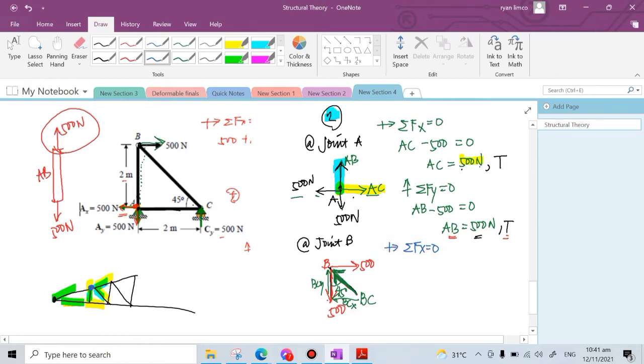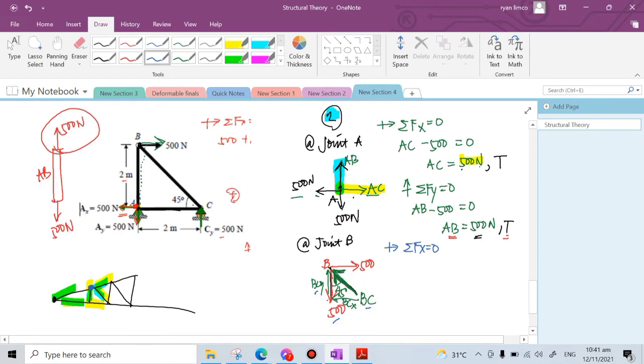So, yung mga X dito, no? Ito yung titingnan natin. If I am going to summate forces vertical, sino yung mga vertical forces natin? Ito yung 500, no? At saka yung si BCY. Masusolve ko si BC doon. Pag nag-horizontal ako, masusolve ko din siya.